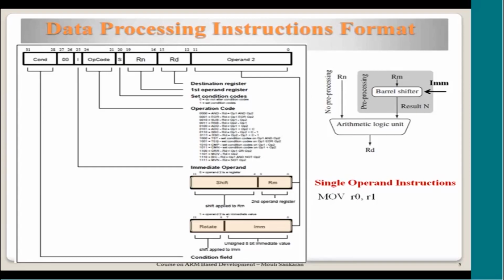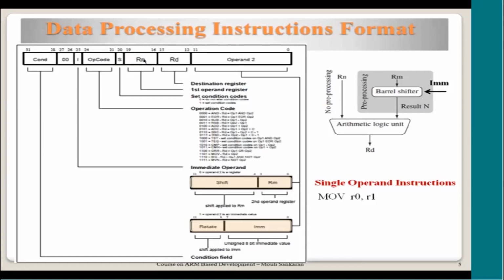And R1 is what? Always in a single operand instruction, that operand is assumed to be RM, not RN. So wherever RM is supposed to be, that place it will make 0001 to indicate that it is a single operand instruction, and the operand happens to be R1. So there will be 1 here, and to indicate that the destination register is 0, there will be a 0 here.